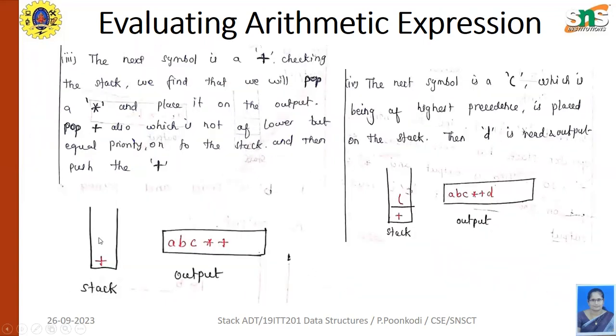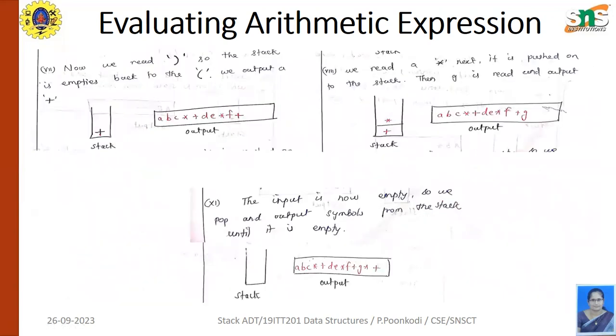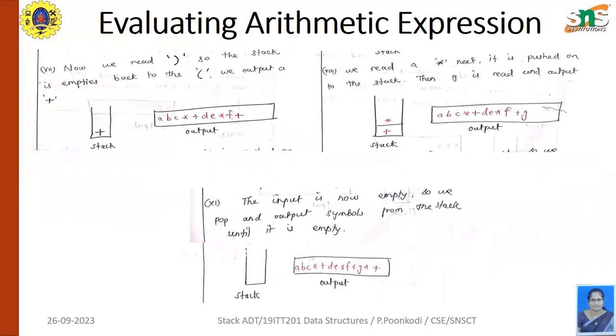it will violate the property. So we have to pop the symbols from the stack. Then next we read the next character, which is an open bracket. Likewise, this goes on. Then at the final, it will be converted like this. The final output will be like this.